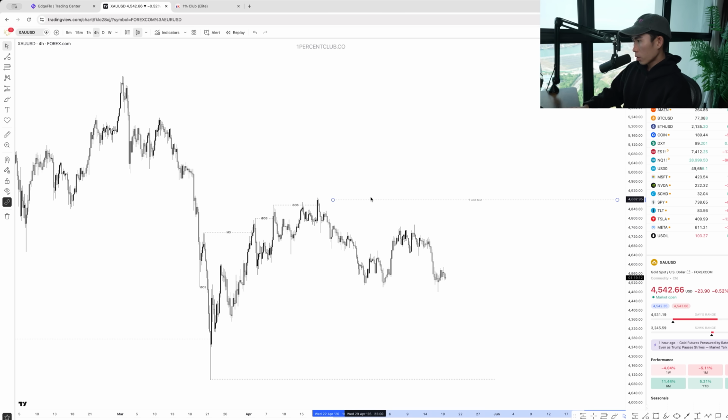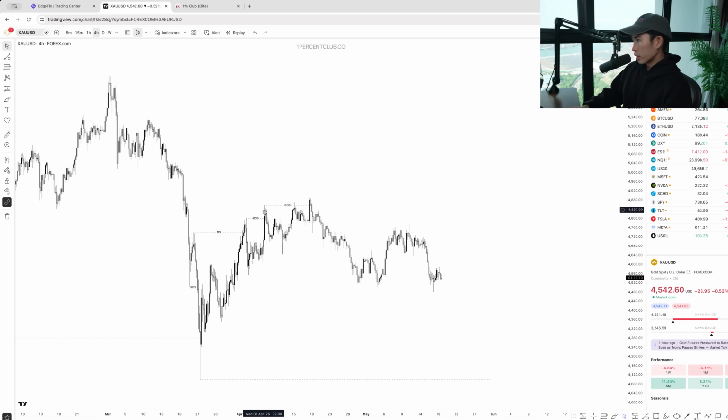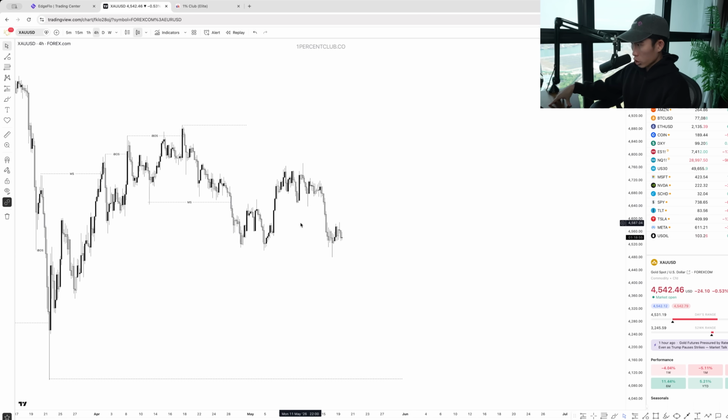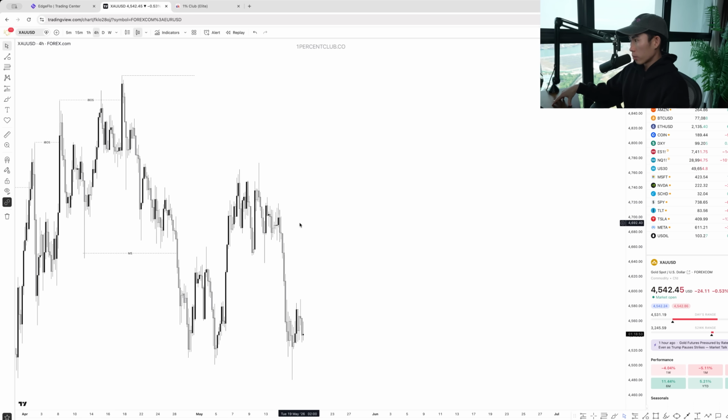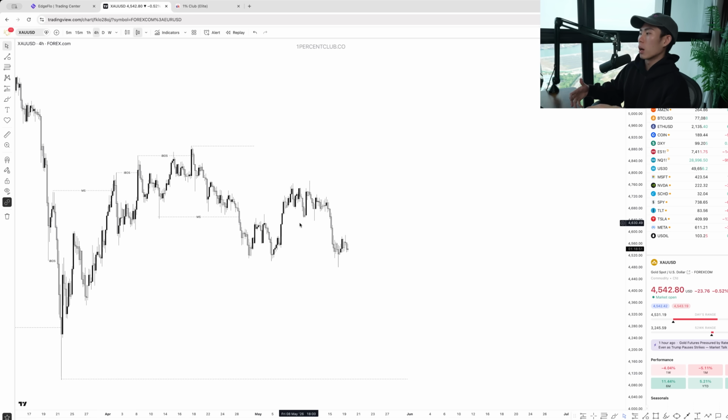So let me just get rid of that, and then this becomes the most recent internal low and internal high, right? Later on, price came down here, took out the last internal low, giving us a market shift, which tells us that internal structure has shifted bearish, right? So internal structure is bearish right now. I'm talking about what price is doing right now.